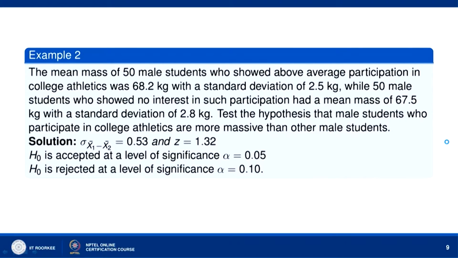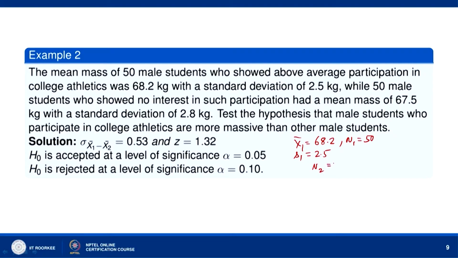Now, let us go to example 2. The mean mass of 50 male students who showed above average participation in college athletics was 68.2. So, here x1 bar is equal to 68.2 and n1 is equal to 50, with the standard deviation 2.5 kilograms. So, S1 is equal to 2.5.